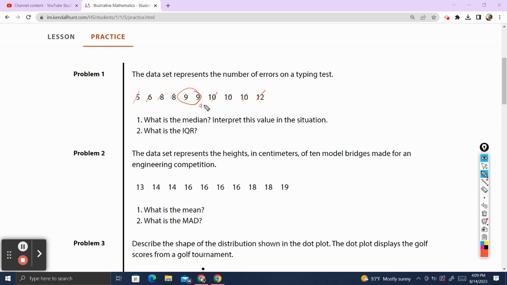In this case, when we have two middle numbers, we always add them together and divide by 2. And we get 9. What does this mean in this situation? Well, firstly, this 9 represents errors. So I'm going to put the context there.